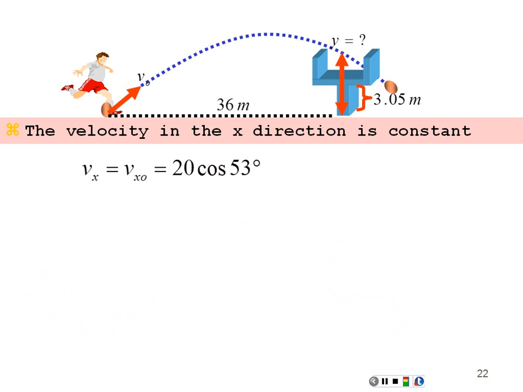Our velocity in the x direction will be constant. It will be our initial velocity component in that direction. V naught is 20, but then our component in the x direction will be the cosine of 53 degrees. So 20 times cosine of 53 degrees is 20 times 0.6, or 12 meters per second. Basically 53 degrees is one of those internal angles of a 3, 4, 5 triangle. That's how I knew that the cosine of 53 degrees was 3/5. But if you do it on the calculator, you'll get that as well.